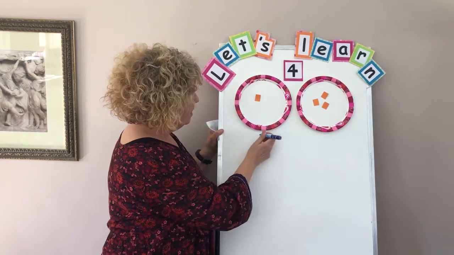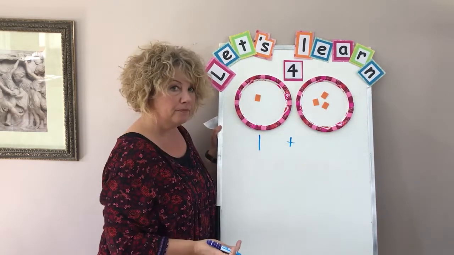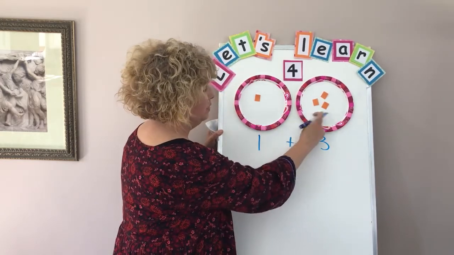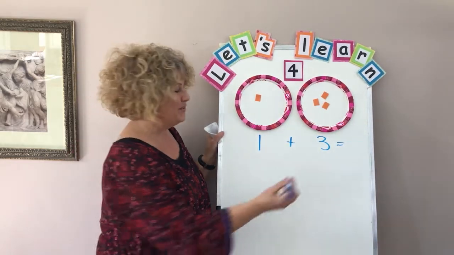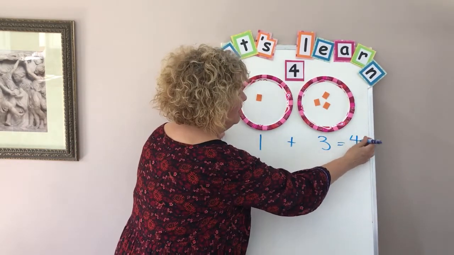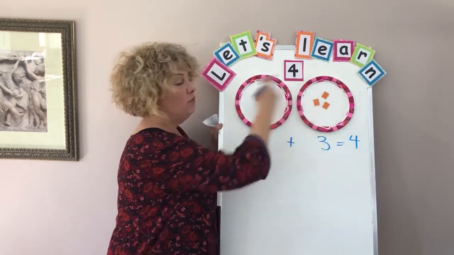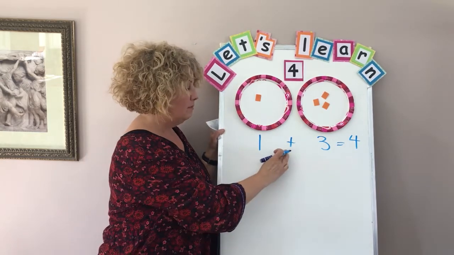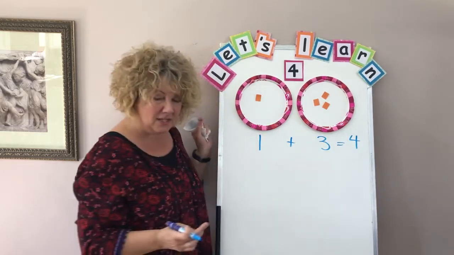So I have 1 square here, I'll put a 1, plus, how many squares over here? 3 squares over here. 1 square plus 3 squares. And that equals how many squares altogether? 4 squares altogether. 1 square plus 3 more squares equals 4 squares. Can you help me read that number sentence? 1 plus 3 equals 4. That's a lot of fun.